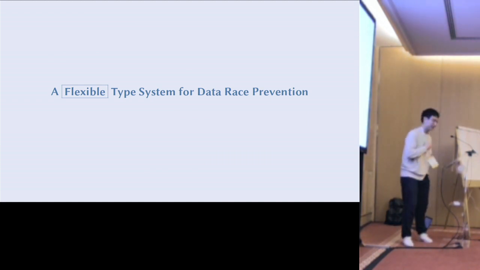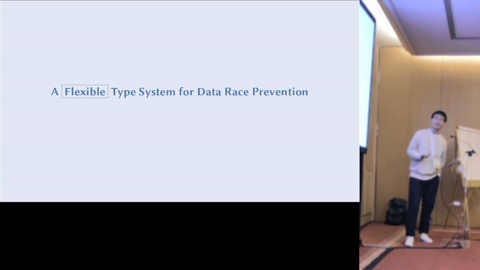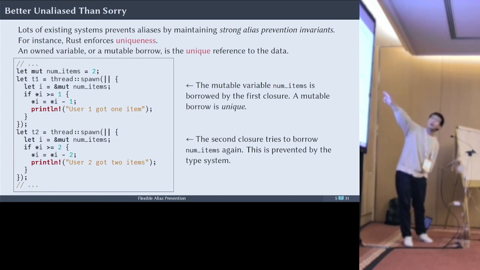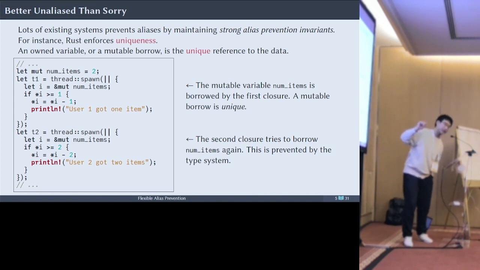So yeah, we do have type systems that can prevent data races. And why do we want a flexible type system to do that? The main principle of a lot of existing systems is better unaliased than sorry. For instance, Rust can enforce uniqueness. In the example we just saw, we create a mutable borrow to the nonItems variable in one thread, and in the other thread, we try to do that again, and that will be disallowed. So the mutable variable cannot be aliased by these two threads and cause data races.